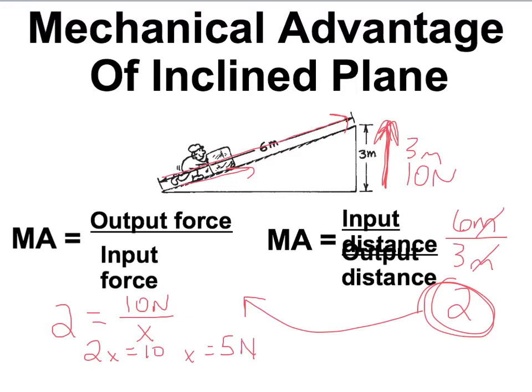So to get this block of ice up to this point, you could either use less force of 5 newtons and push it a longer distance of 6 meters, or move the block of ice less distance, 3 meters, but use a greater force. Let's look at another example with a different type of machine.